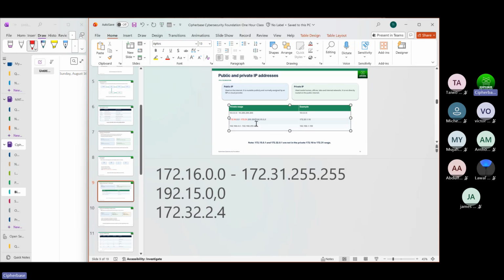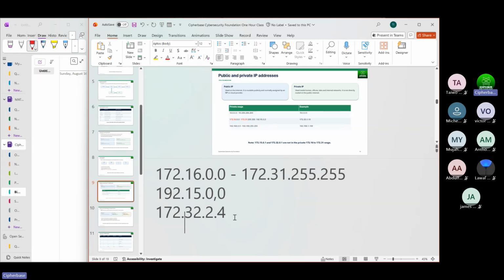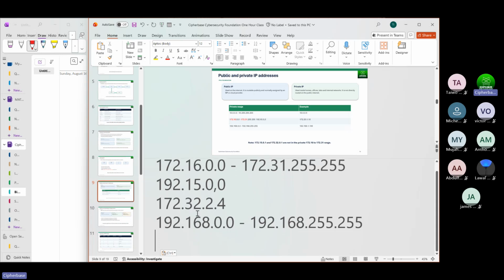Then the third one here, let me copy it here so we can see. The third one is that anywhere you see 192.168, this is the first thing you need to understand. This is constant. Anywhere you see this, from 168 to 192.168.255.255, you will know that this is also a private IP address.